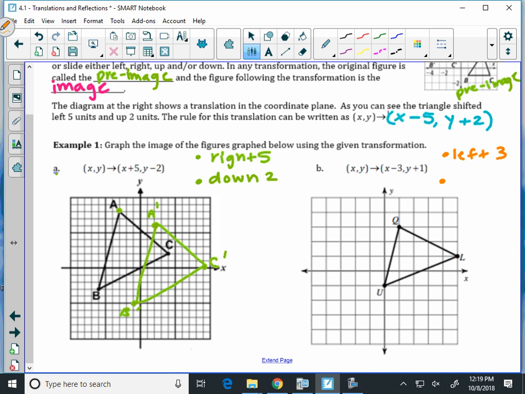And then we have Y plus 1. So which direction are we going to go? Up. Just go up 1. So each vertex is going to go left 3, up 1. Label. Left 3, up 1. Label. Left 3, up 1. Label. And again, it stays the same exact triangle. It just kind of slid over and up. It's changed its location.